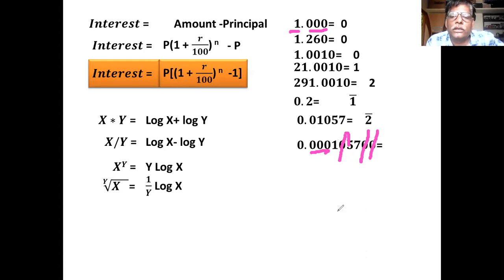Then what is the characteristic here? 4. Your answer is 4. Not only 4, it is bar 4. Remember this. It is bar 4. Any doubt regarding calculating the characteristic? In this way, you have to calculate the characteristic.